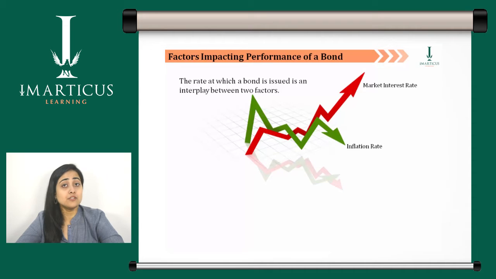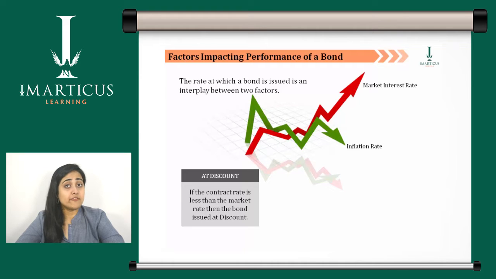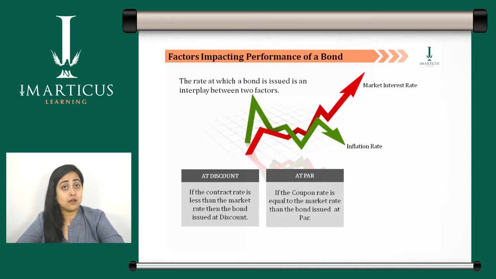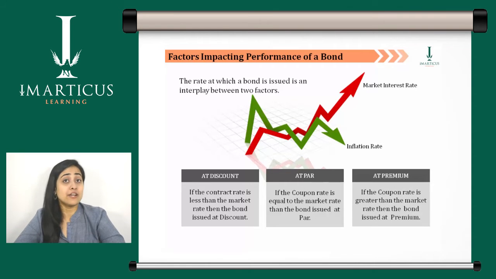Bonds can be issued at a discount, at par, or at a premium. First is at a discount. If the coupon rate is less than the market rate, then the bond is issued at a discount. Next is at par. If the coupon rate is equal to the market rate, then the bond is issued at par. And last we have at a premium. If the coupon rate is greater than the market rate, then the bond is issued at a premium.